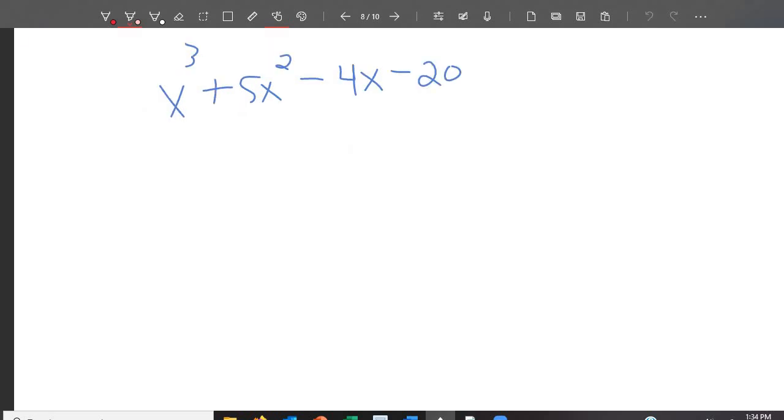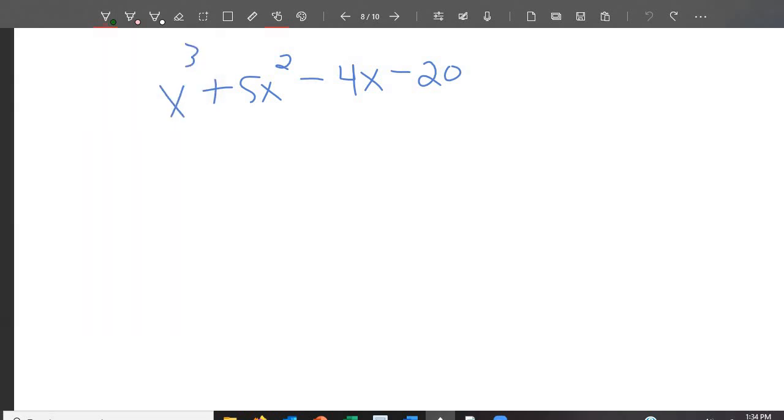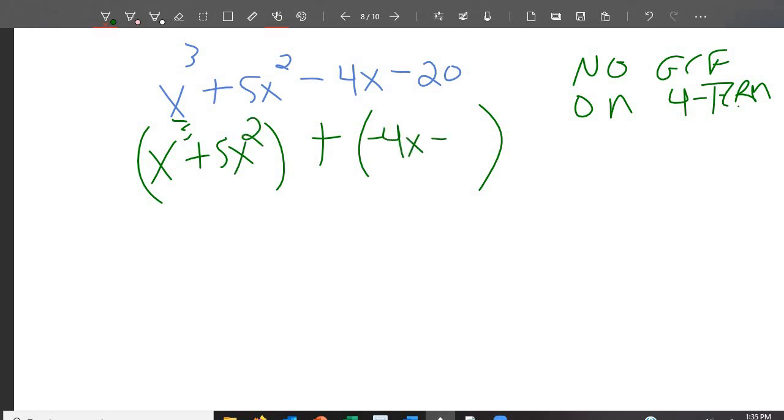Let's look at this one. Now this one's got 4 terms. I'm going to tell you a little secret on this one. On the 4 terms, no GCF. So we're just going to do this like we've done in the past, where we draw the 2 sets of parentheses with the plus sign in the middle. Put the x cubed and the 5x squared in the first one. Put -4x minus 20 in the second one.